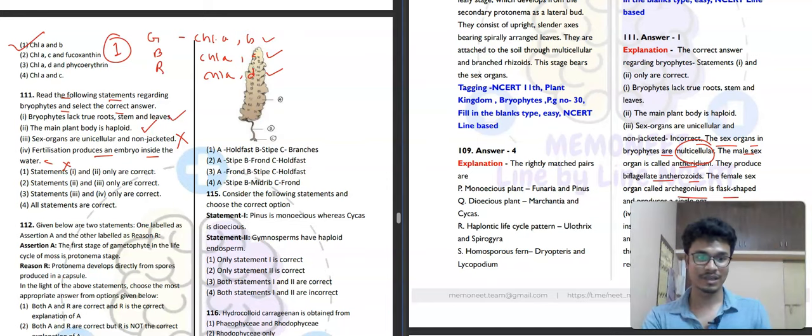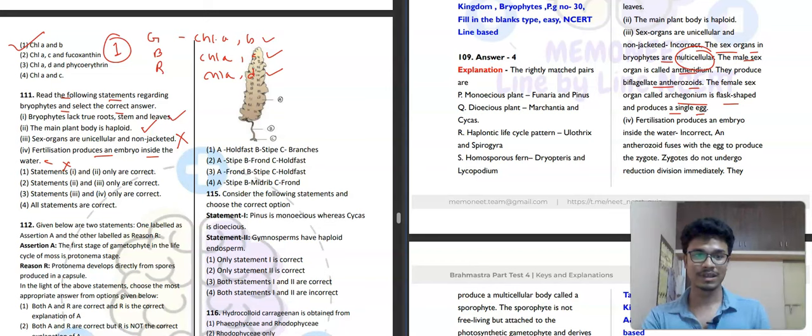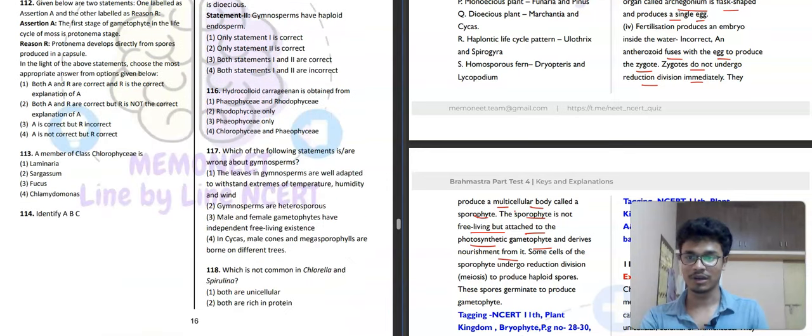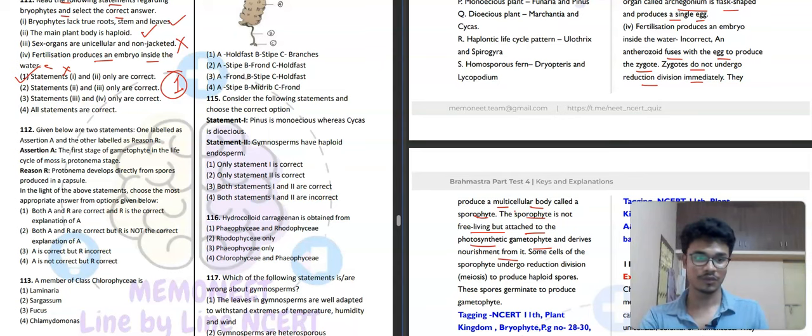Why is it incorrect? Because an antherozoid fuses with the egg to produce the zygote. The zygote does not undergo reduction division immediately. That's why this is incorrect, and they don't produce the embryo inside the water. They produce a multicellular body called sporophyte, and the sporophyte is not free living but attached to the photosynthetic gametophyte and derives nourishment from it. So that's why it is incorrect, and the first option here will be our correct answer for this question. Moving towards the next question, 112. Okay, 112.